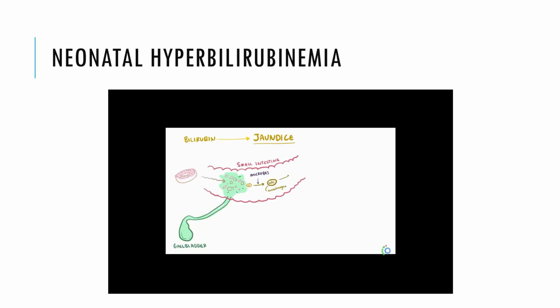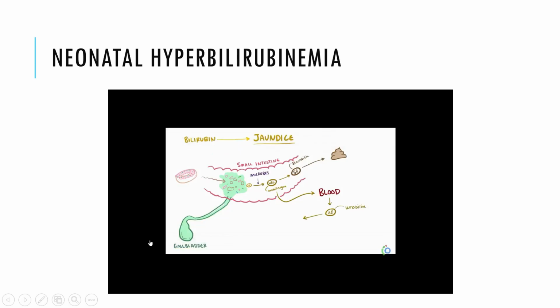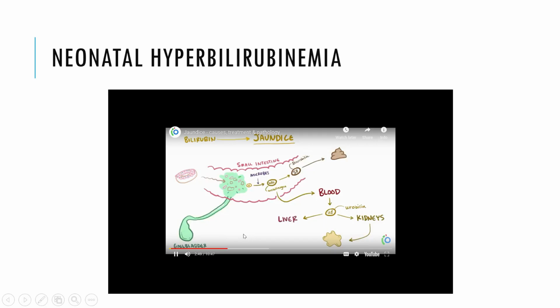Now some of that urobilinogen is reduced to stercobilin, which is excreted and responsible for the brown color of feces. Some of that urobilinogen is actually recycled though, and it gets reabsorbed into the blood and spontaneously oxidizes into urobilin, most of which is sent to the liver and some of which goes to the kidneys. It's then excreted and is responsible for the yellowness of urine. And there you have it, bilirubin metabolism in a nutshell.